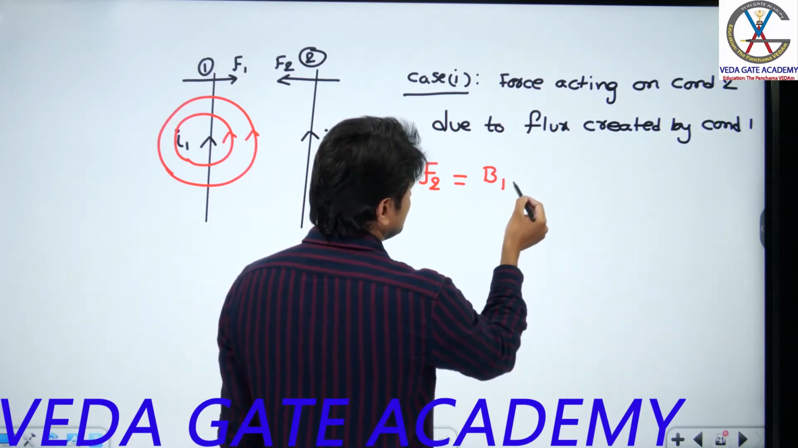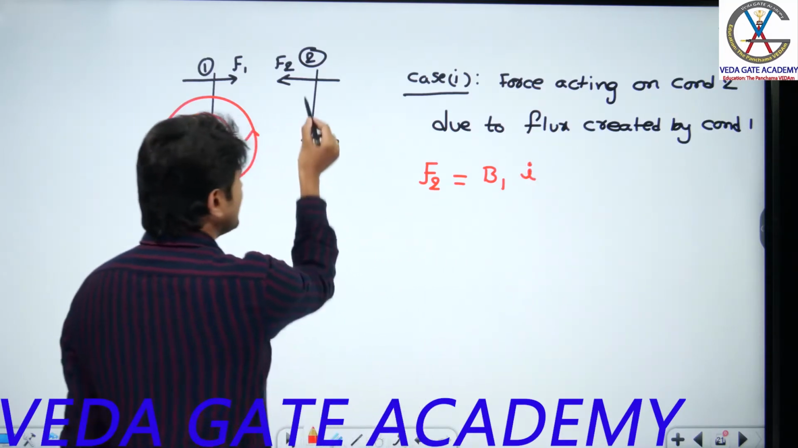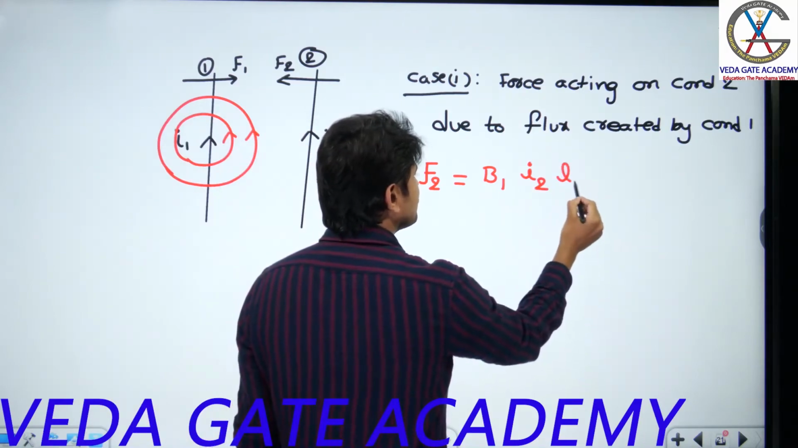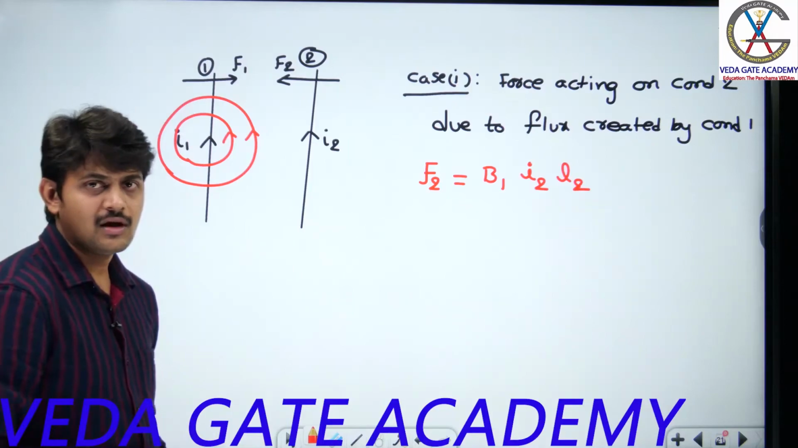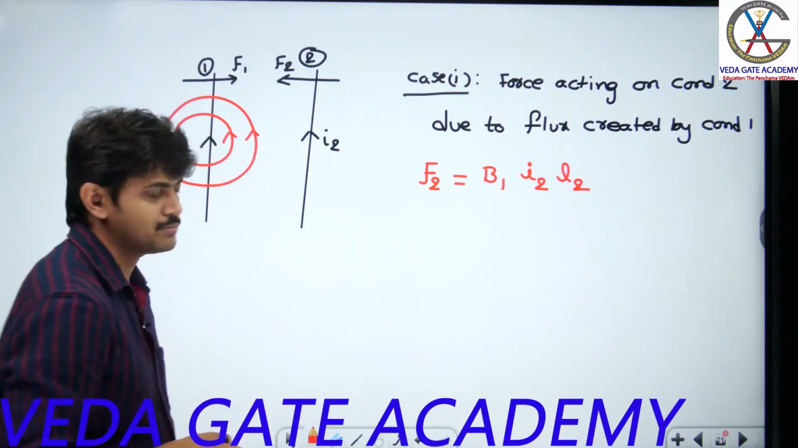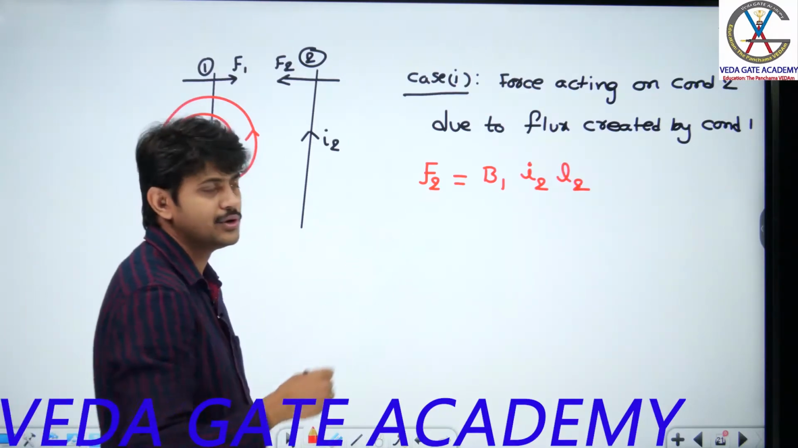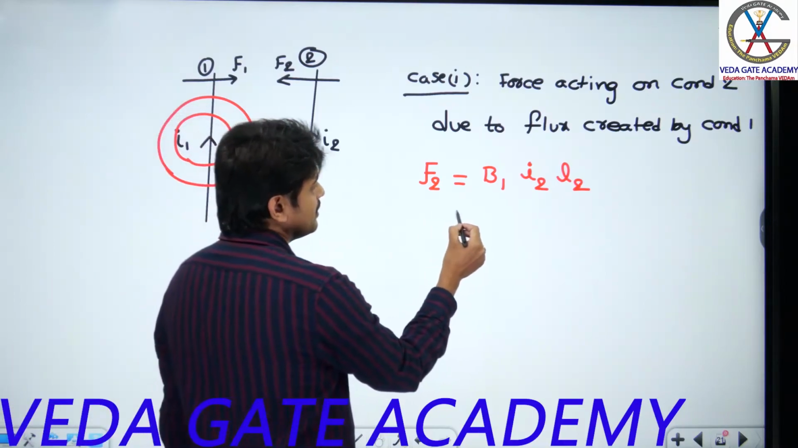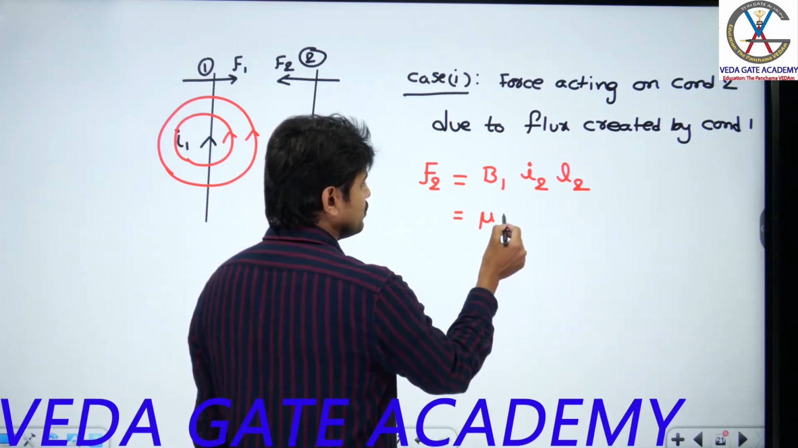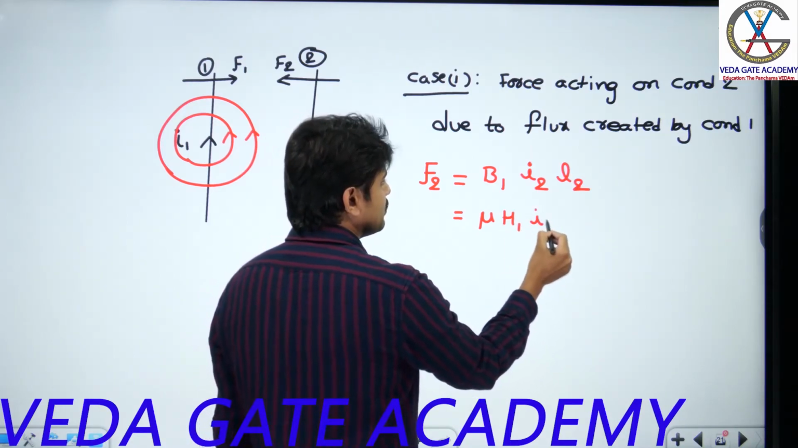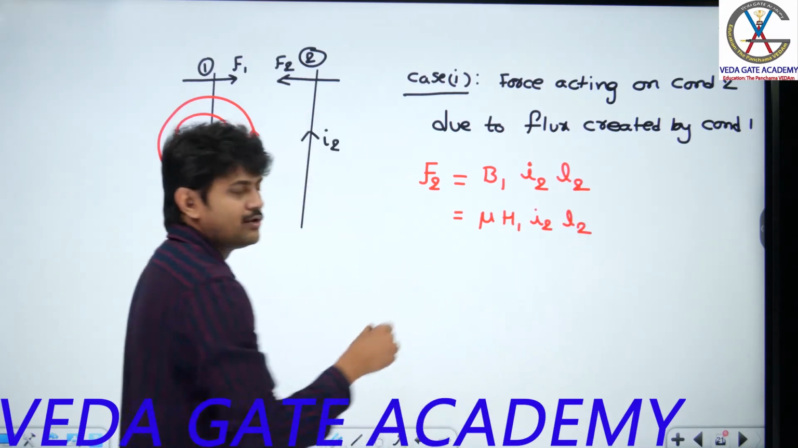So this is flux density B, and the current flowing through conductor 2 is I2, into the length of the conductor, let us consider L2, or you can consider L also, the same length, that is up to you. So B1 into I2 into L2. Now how to calculate B1? B1 equals mu H, so B1 equals mu into H1 into I2 into L2. Now can you tell me the value of H1?